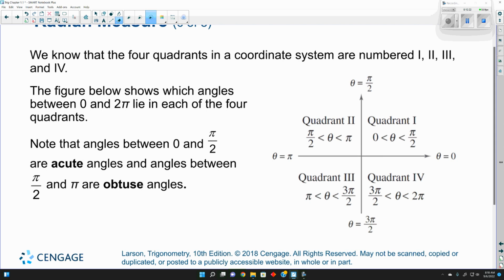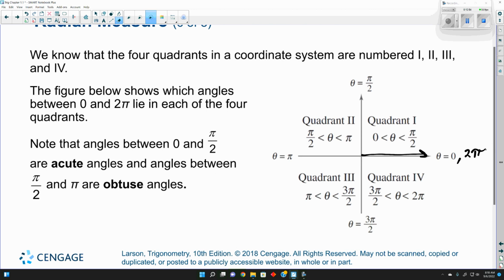Now, here is a good way we can look at the angle. At 0 radians, we're right here on the x-axis. Between 0 and pi over 2, we're in the first quadrant. Between pi over 2 and pi, we're in the second. Between pi and 3 pi over 2, we're in the third. And between 3 pi over 2 and 2 pi, we're back at the x-axis, or in the fourth quadrant. Yes? Questions on this here?